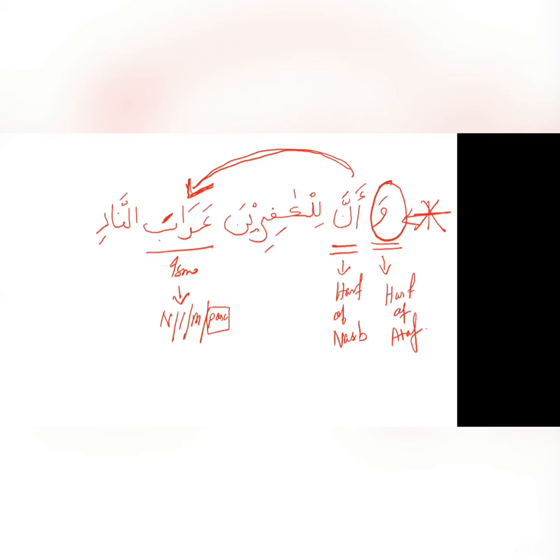What is li? Is it one word, lil kafirina, or two words? Two words. So it is not nasab. It is li plus al kafirina. What is li? Li is harf of jar. And al kafirina, is it an ism or a fail? Ism. So it is jar majroor now.